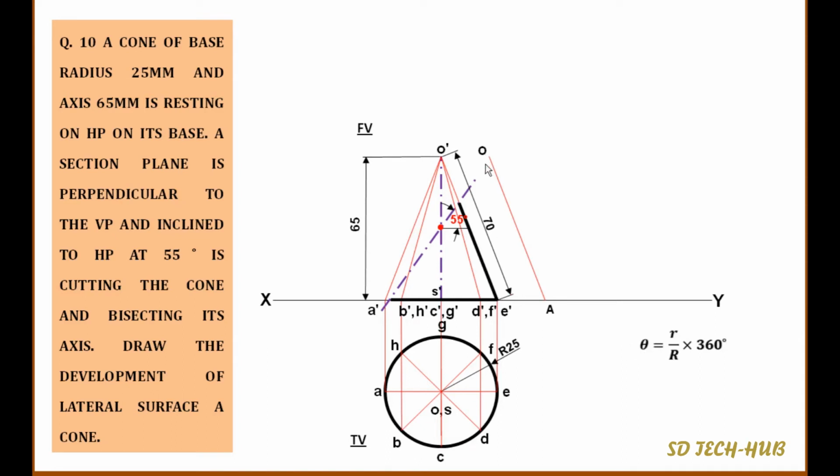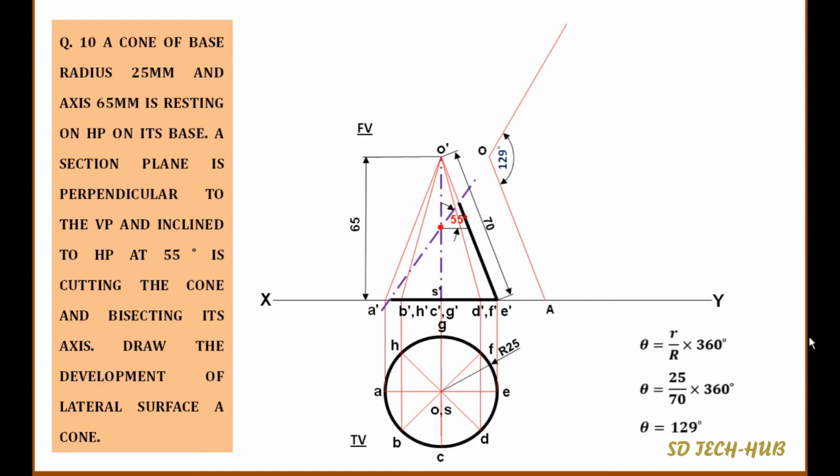Theta, which is the angle between the two lines, is equal to small r divided by capital R into 360. This small r is nothing but the base radius, which is equal to 25 mm, and this capital R is equal to the true length of the generator of the cone, which is 70 mm. So with this ratio, we can find that theta is equal to 129 degrees. So draw another line which is inclined at 129 degrees from this O. So this is a line at 129 degrees.